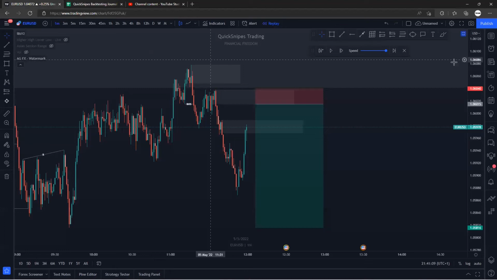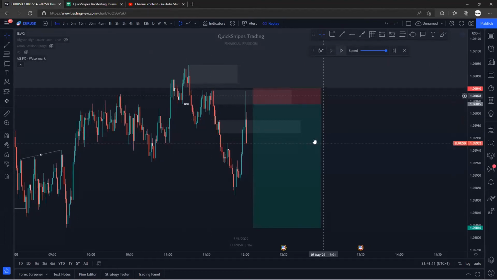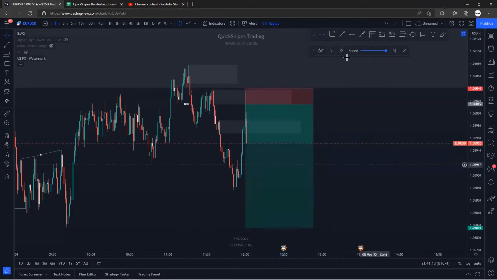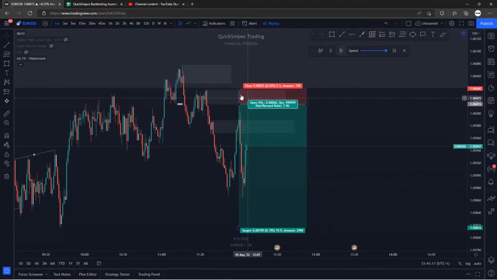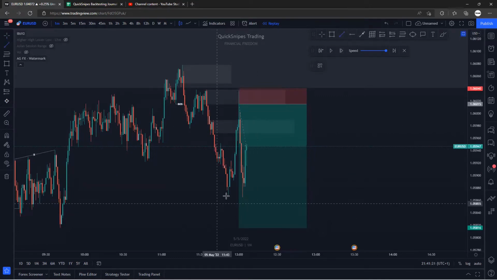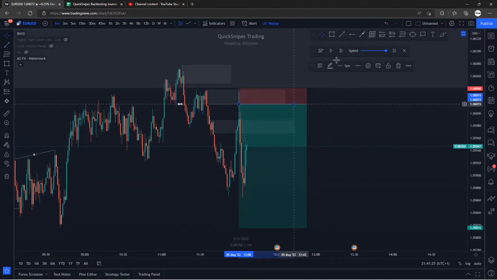Let's play it out. I would have entered there. Now below, by this point, our stops are at break even. Keep that in mind because we've broken this low, forming new structure. So this is our new stop loss.